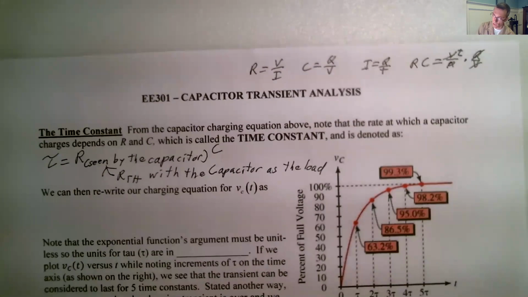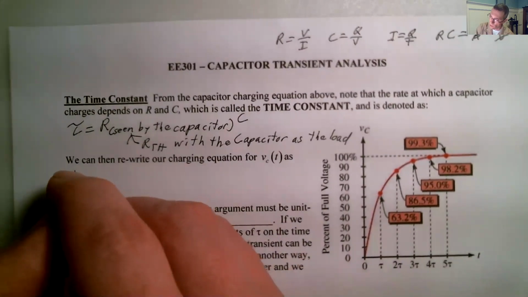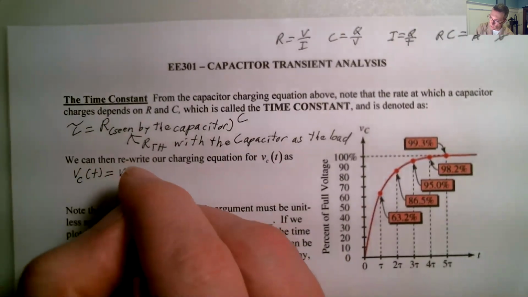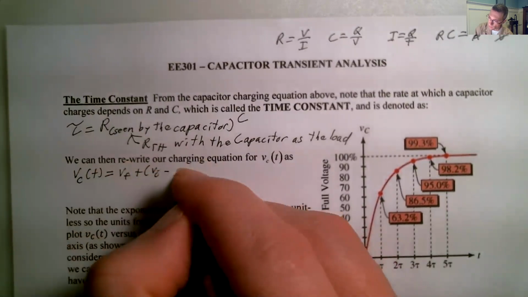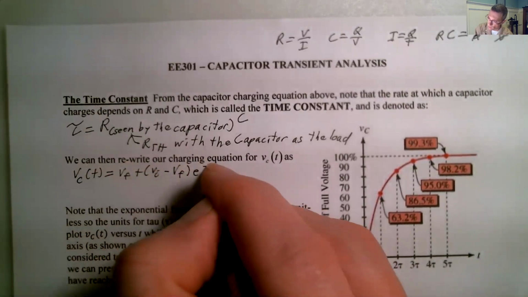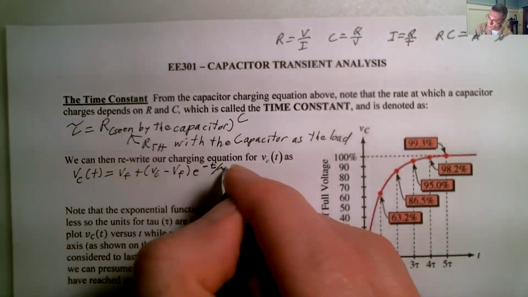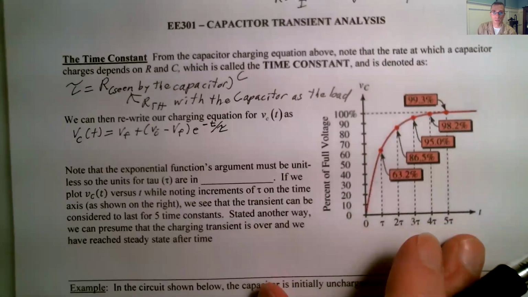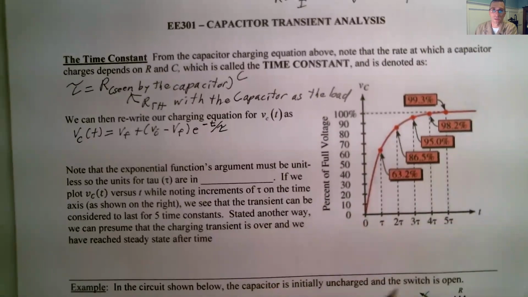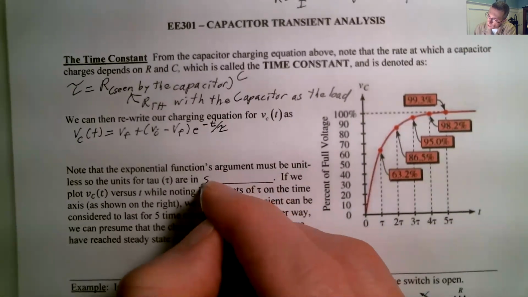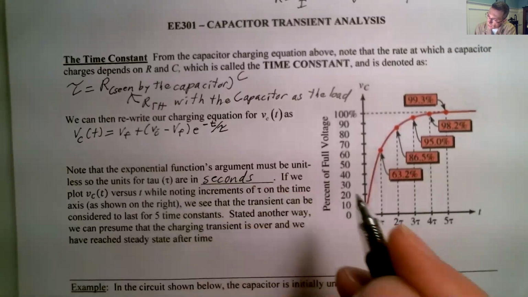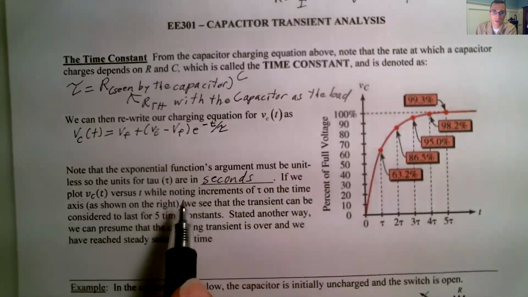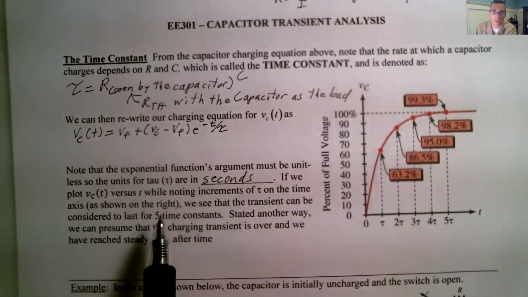We can rewrite the charging equation. So this shows Vc(t) is equal to V final plus (V initial minus V final) e to the minus t over tau. Okay. Now, the exponential function's argument has to be unitless, so tau is in seconds. Plotting the voltage versus t, noting increments of tau on the time axis.